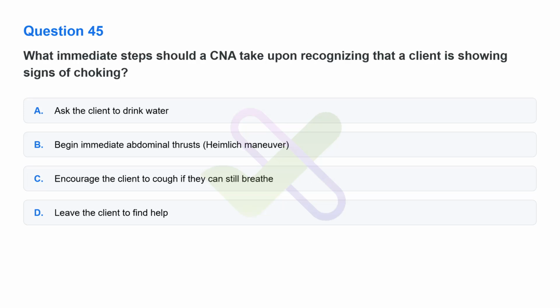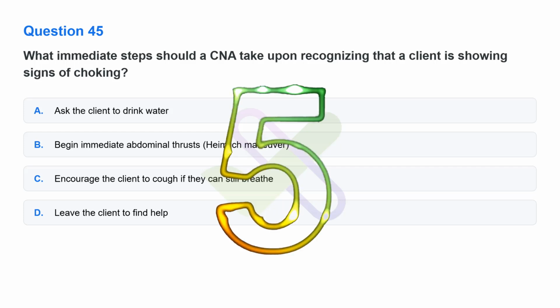What immediate steps should a CNA take upon recognizing that a client is showing signs of choking? A. Ask the client to drink water. B. Begin immediate abdominal thrusts, Heimlich maneuver. C. Encourage the client to cough if they can still breathe. D. Leave the client to find help.